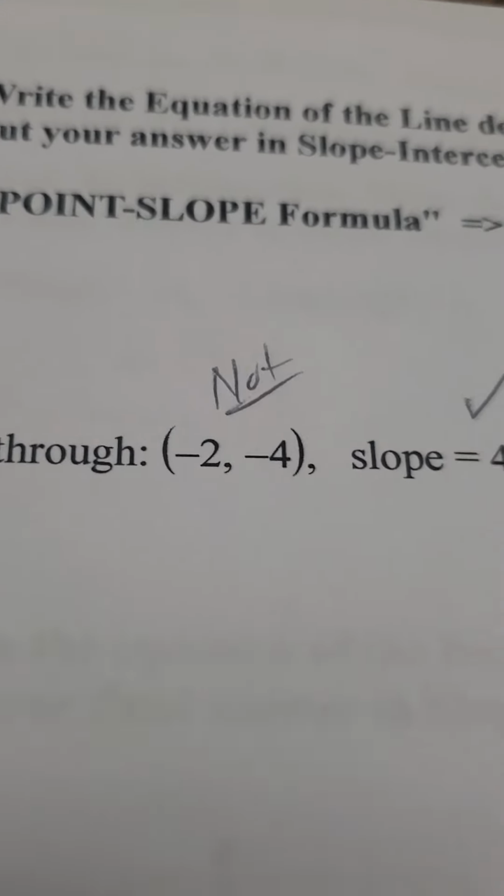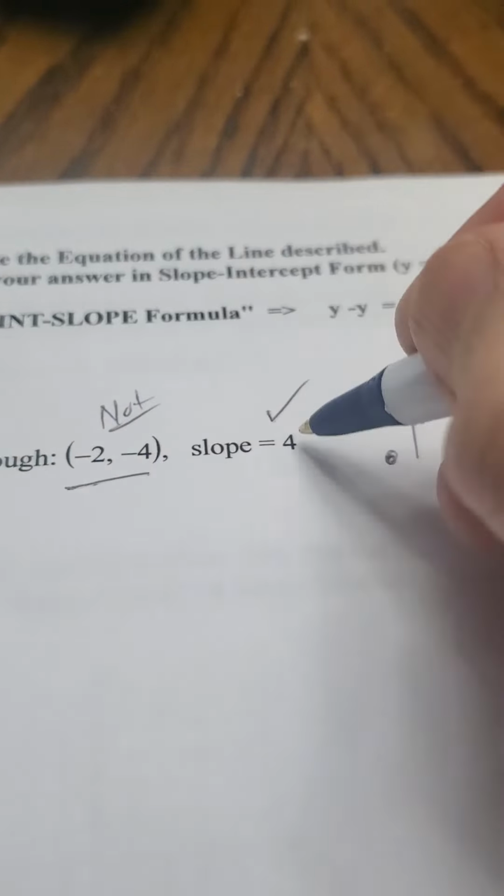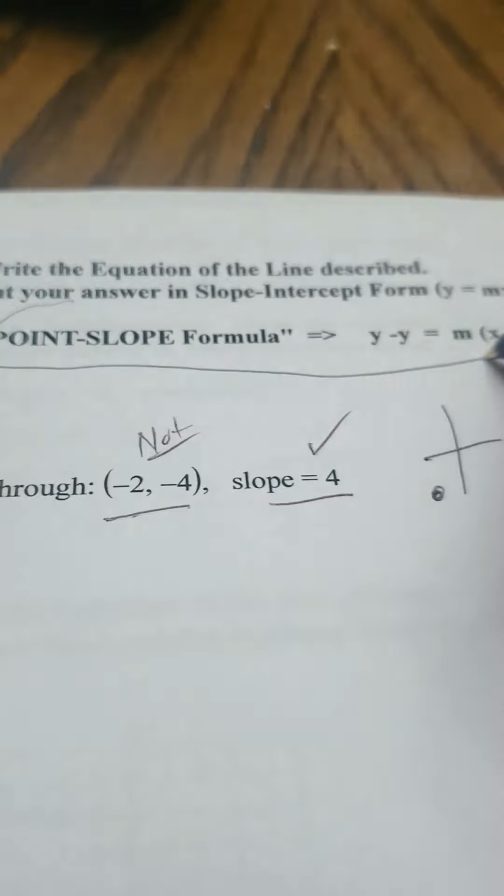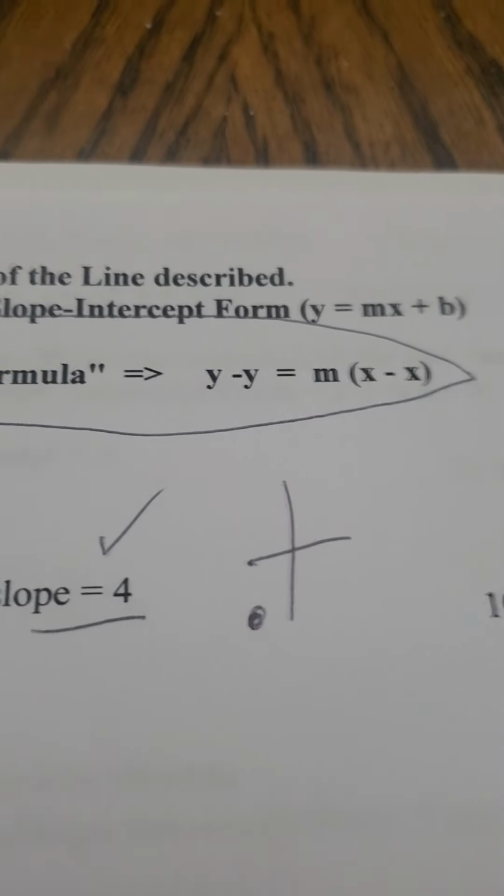Now the last two are the harder types. The slope is given, but that is not the y-intercept. If you were to graph that, -2, -4 is not on the y-axis, so it's not the y-intercept. You know a point and you know a slope, so that's when you want to use the point slope formula.